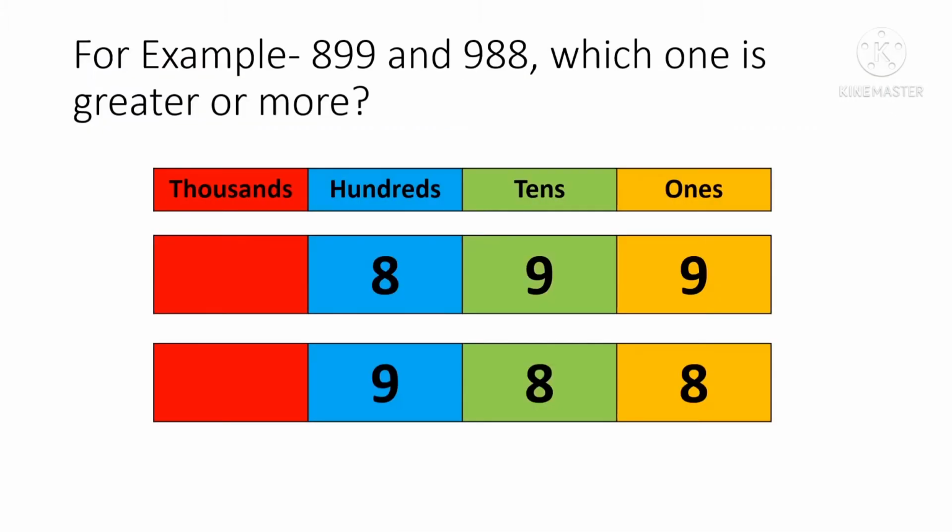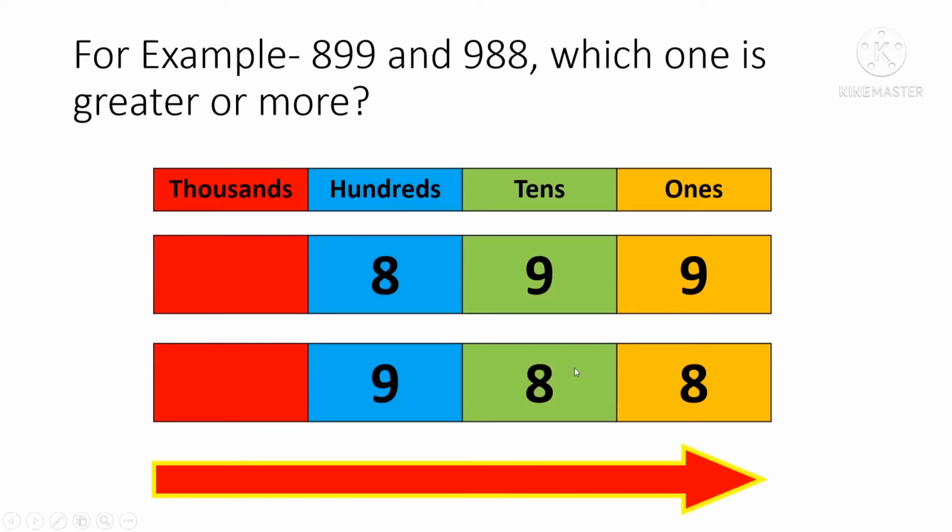For example, 899 and 988, which one is greater or which number is more than the other? We look at the place value of the numbers from left to right. Here, the highest place value is the hundreds. We can see that the highest place value in here is the hundreds column. Here, 8 and 9. When you compare 8 to 9, which one is the bigger number?